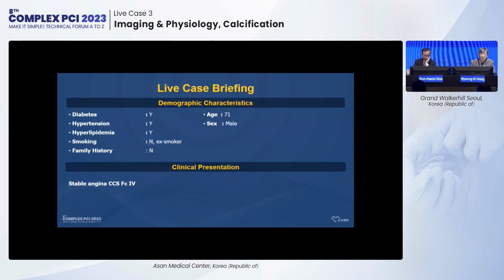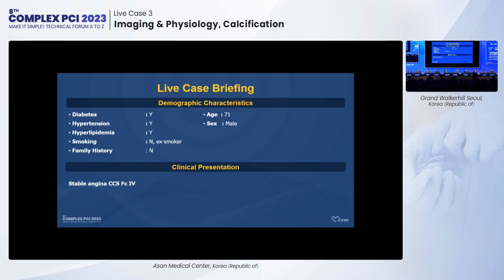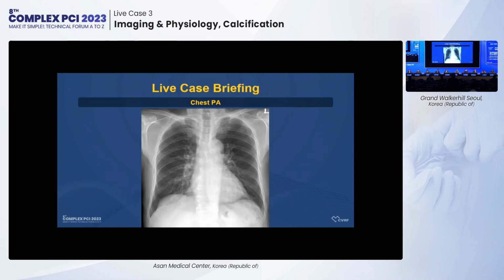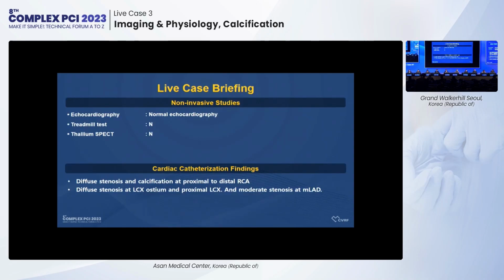He's an ex-smoker as well. He's presenting to us with CCS functional class 4 angina. His ECG is unremarkable other than first-degree AV block. His chest X-ray is unremarkable. His echocardiography was normal.